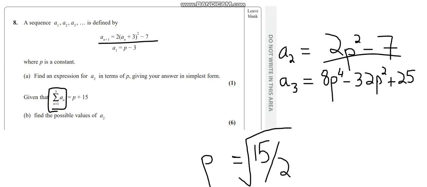And when I plug in 0 for p square, 2 into 0 is 0 and we have minus 7 as the last value left. So our possible values of a2 will be minus 7 when we plug in 0 as p, and a half when we plug in 15 upon 4 as p square. So these are my final values.